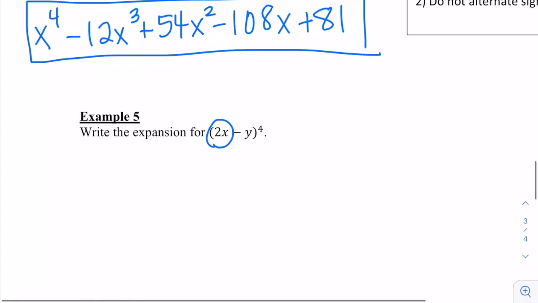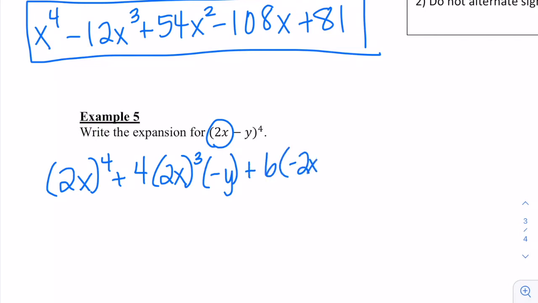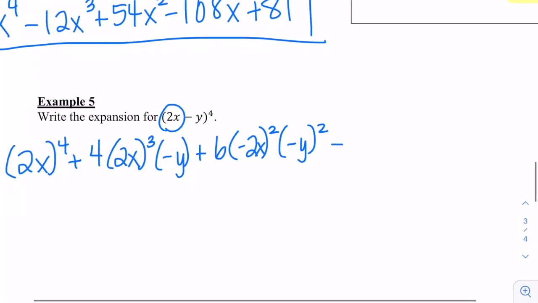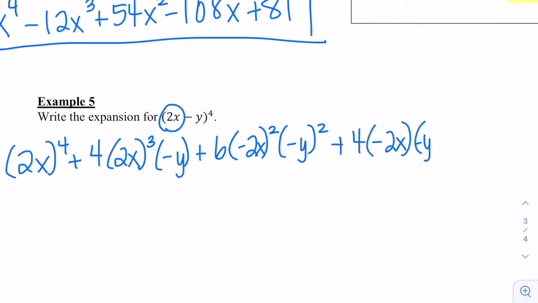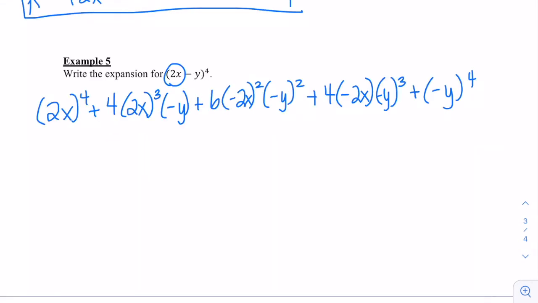All right, so we started off with x to the fourth, but now I'm going to write 2x raised to the fourth. The coefficient was 4. We're going to have 2x cubed times -y, plus 6, -2x squared, -y squared, plus 4, -2x times a -y cubed, and then our last term will just be -y raised to the fourth. Now let's simplify.